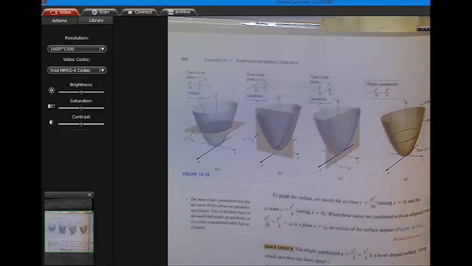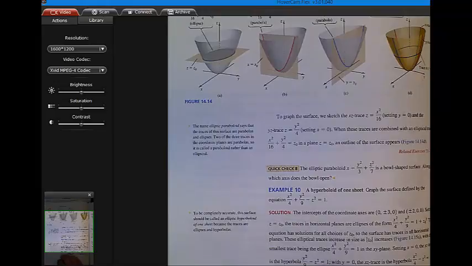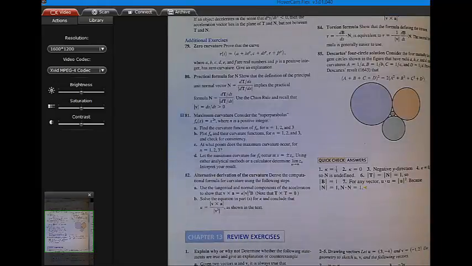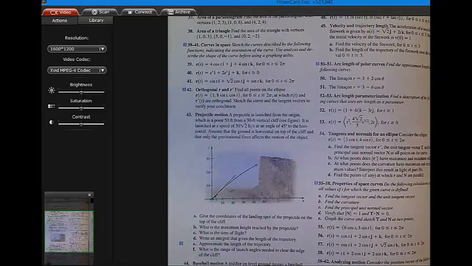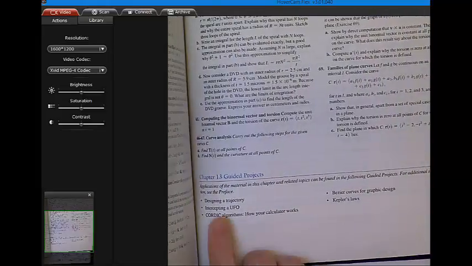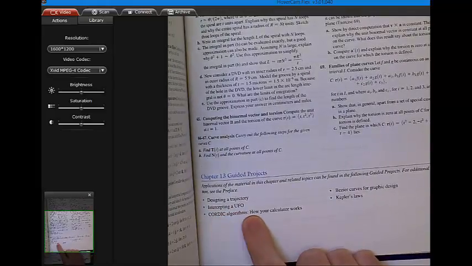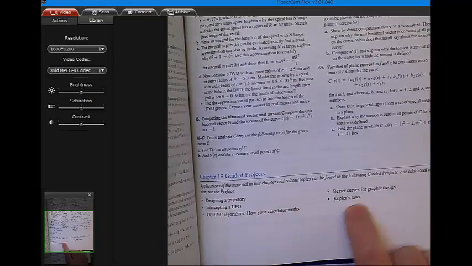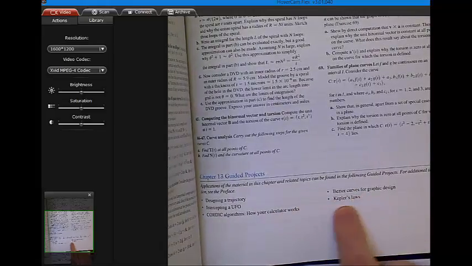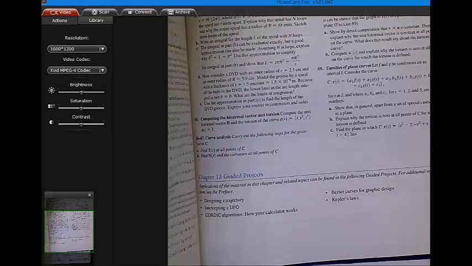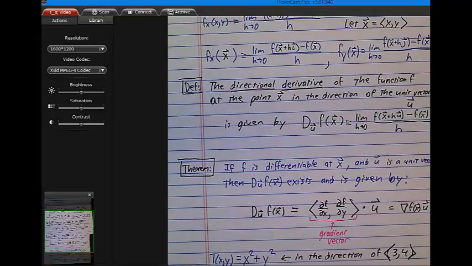I'll pick a chapter here. Here's 14.1, so let me go to 13.9, which is fair game. You'll notice that they list 5 different topics: designing a trajectory, intercepting a UFO, Cordic algorithms, how your calculator works, love that, Bezier curves, love that too, Kepler's laws. I don't know if any of these topics catch your interest, but if they do, the book comes with some really cool guided projects. People that have had me for Calc 1 or Calc 2 would know about this already.